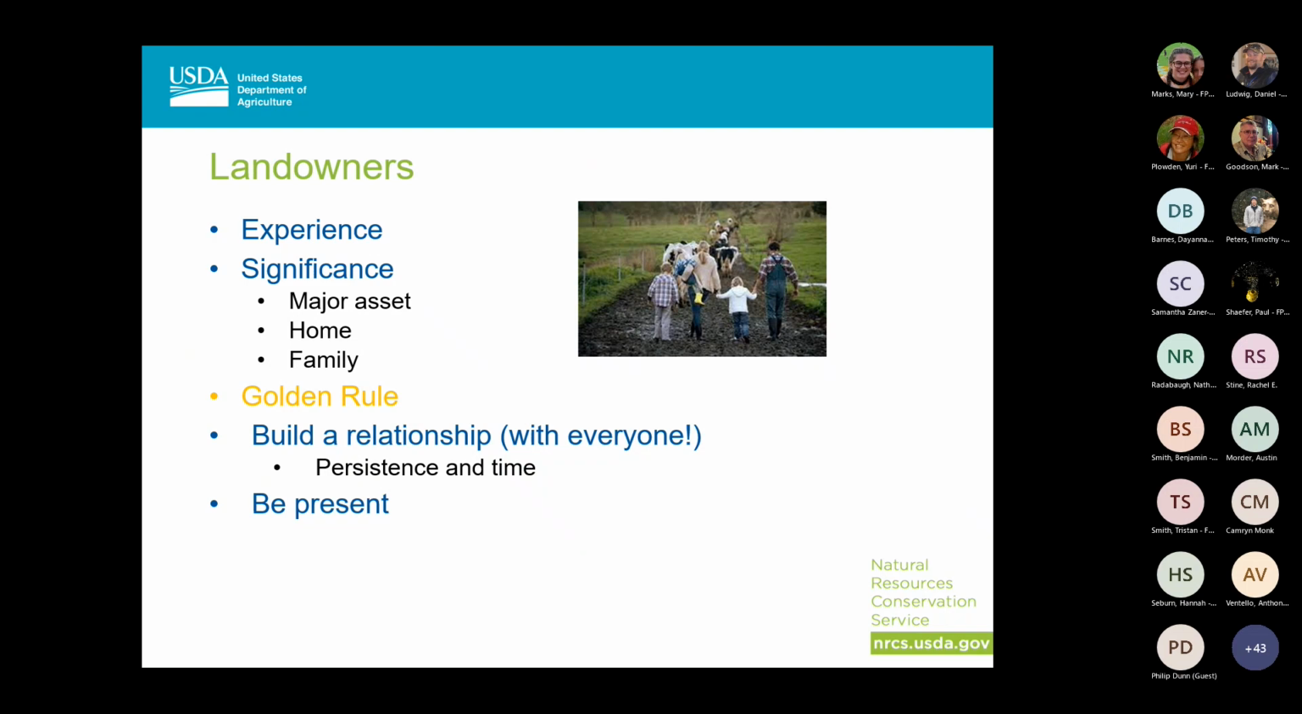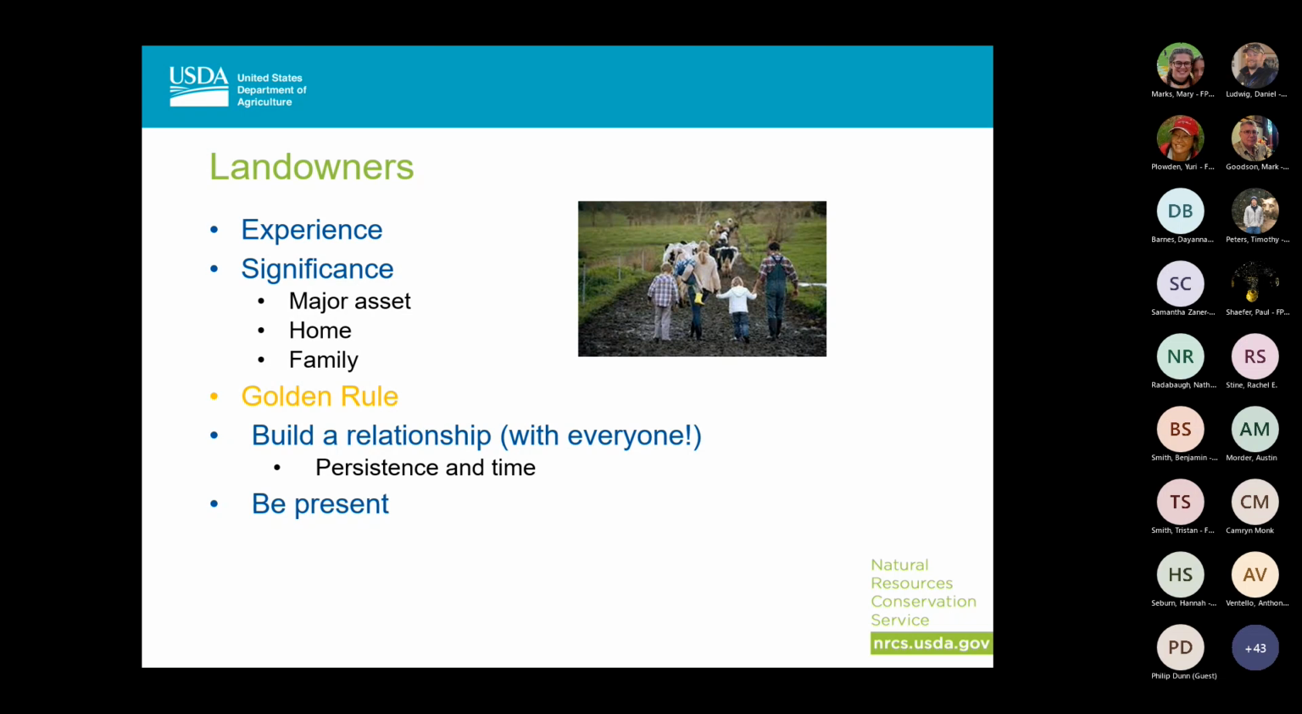So going off of that, landowners are often going to be experienced. So they're going to have opinions, and they're going to have opinions about your opinions. They're going to place a lot of significance in their operation. It's a major asset for them. We talk about it all the time, but farming is a business, so they want to make sure it remains profitable. They want to make sure it remains a viable resource. It's a home for many of them, and for many of them, it's a family. It's something that they maybe want to pass on to their kids, their grandkids. So they want it to remain sustainable and continue to be active over time.